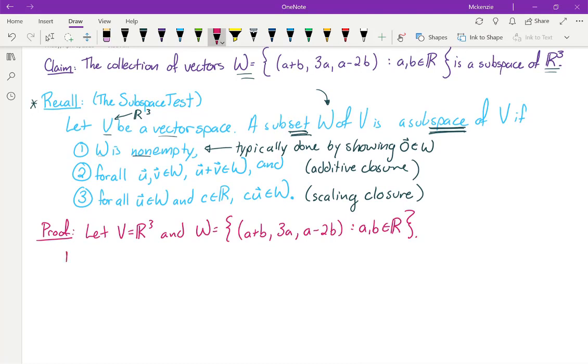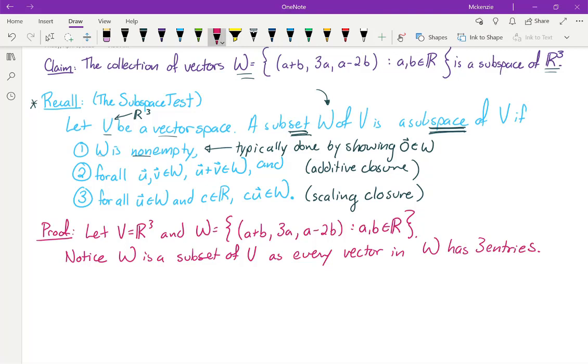So notice W is a subset of V, as every vector in W has three entries. Excellent. And now, what do we want to do? We want to show that it's non-empty.